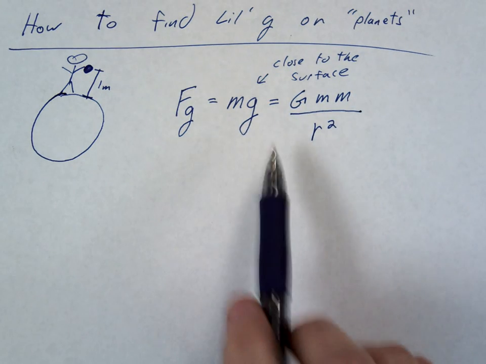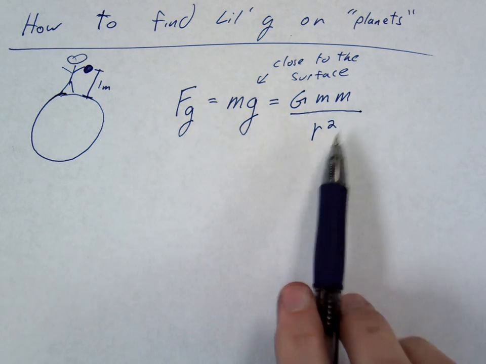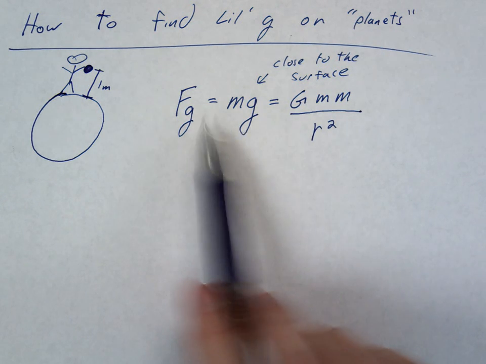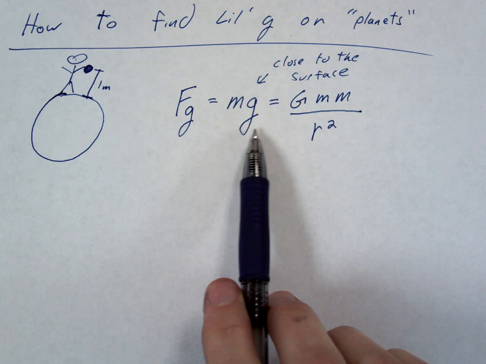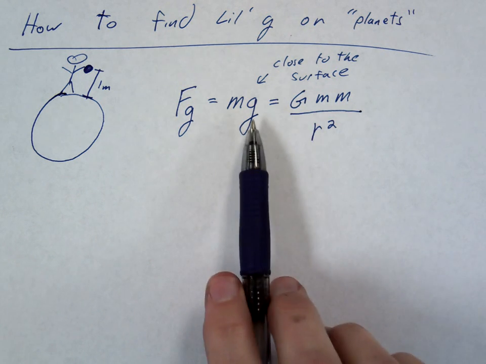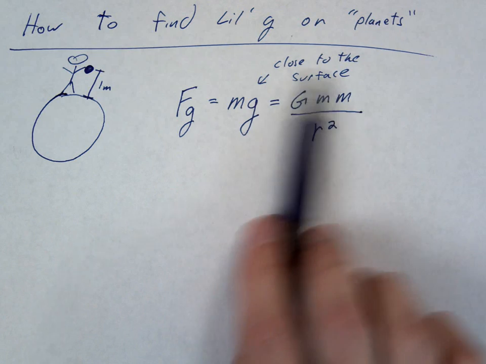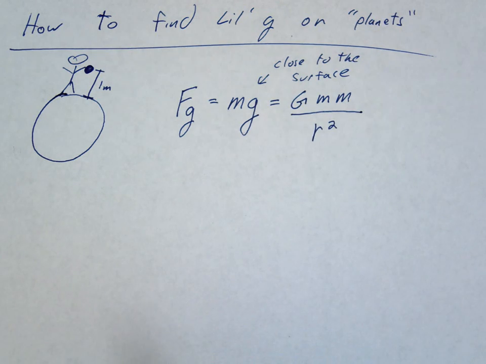So if I'm close to the surface, I could use either equation. Otherwise, I have to use this. This works everywhere. mg only works when you're close to the surface. Okay? So if I wanted to find g at the surface, well, I could just say mg will be equal to this.